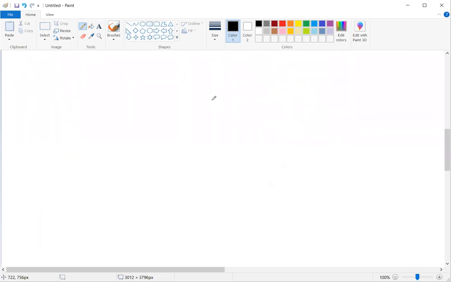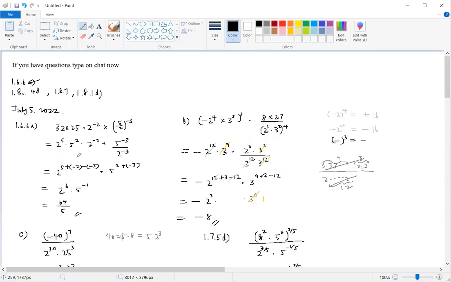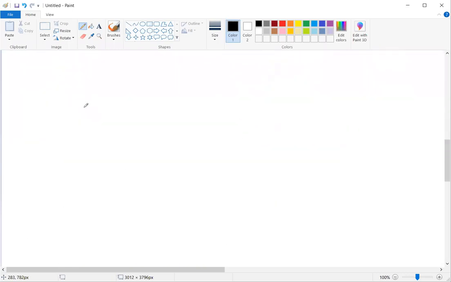Okay, next is 1.8.1. Let's see, someone asked for part D only, I think. Okay, then I'll do D first, and see if we want any other parts after. Simplify each without a calculator. Okay, so the question is simplify.